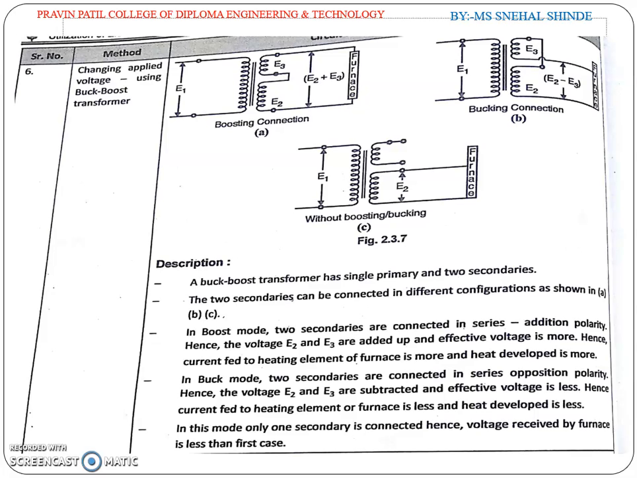In buck mode, two secondaries are connected in series opposition polarity. Hence the voltages E2 and E3 are subtracted and effective voltage is less. Hence current fed to the heating element of furnace is less and heat developed is less. In this mode, only one secondary is connected. Hence, voltage received by furnace is less than the first case.